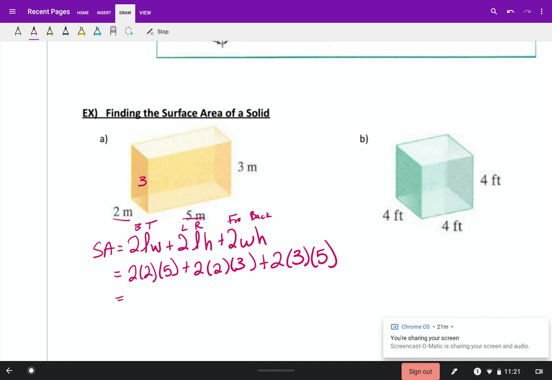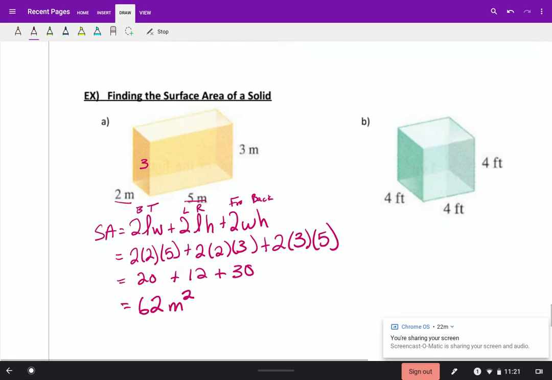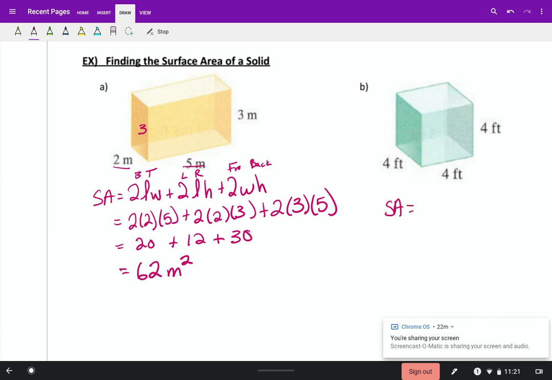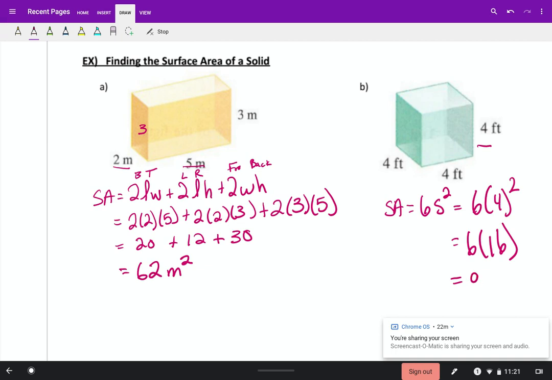So for the first one, you're going to do 4 times 5, which is 20, plus 4 times 3, which is 12, plus 6 times 5, which is 30. 20 and 30 is 50. 50 and 12 is going to be 62. And this is going to be meters squared. Surface area is squared. For this surface area, this is a rectangle. This is a square. So you're going to do 6s squared. Each side is 4. So that's going to be 6 times 4 squared. 4 squared is 16. 6 times 16 is 96. And this is going to be feet squared. So there's your surface areas.